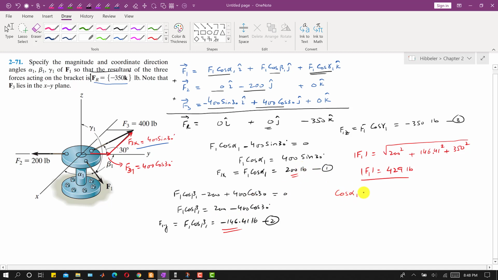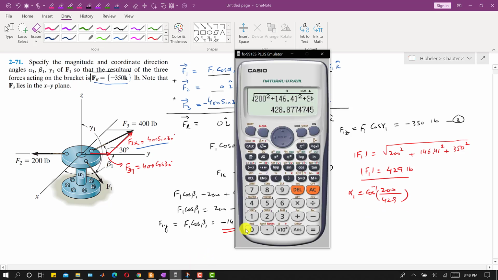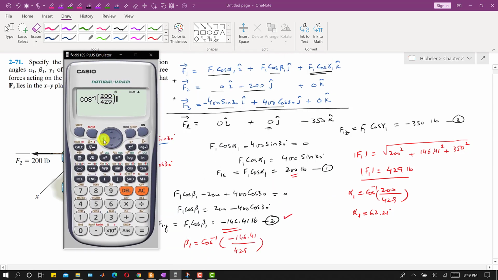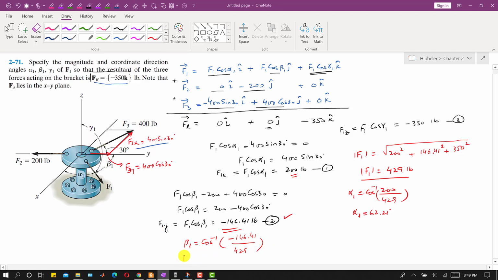Similarly, we can find alpha 1, beta 1 and gamma 1 using equations 1, 2 and 3. From equation 1, cos of alpha 1 will be equal to 200 divided by 429, and if we take cos inverse, alpha 1 is 62.21 degrees. Similarly, using equation 2, beta 1 is cos inverse of minus 146.41 divided by 429, which is 109.95, approximately 110 degrees.